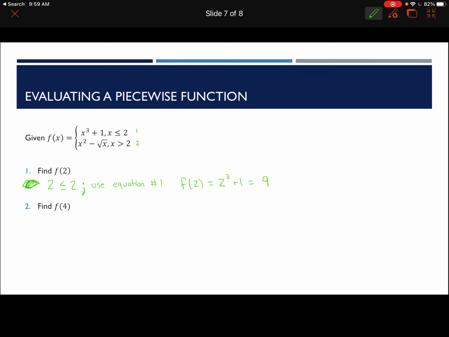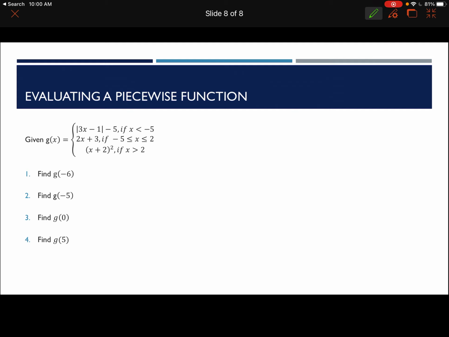And then f of 4, so 4 is greater than 2, and that means use equation 2. So we want to use equation number 2. And so that's going to mean that f of 4 is equal to 4 squared minus the square root of 4, which is 16 minus 2, which equals 14. So that's how we evaluate a piecewise function. You find where the x fits in, and you just substitute the value in and evaluate the function.